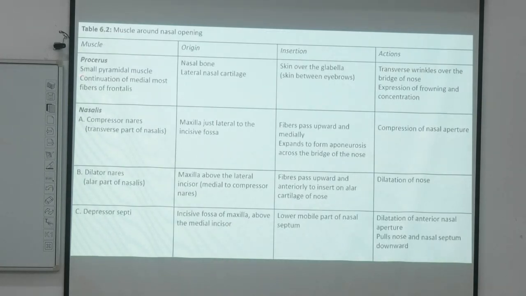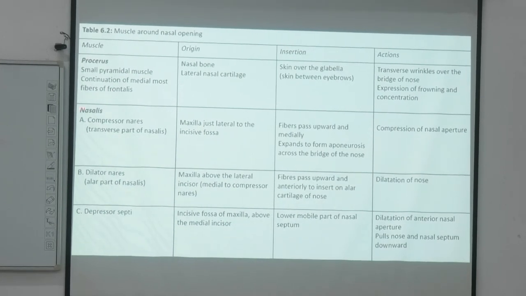Procerus is a small pyramidal muscle containing the medial fibers of the frontalis. What is the action? It forms transverse wrinkles over the bridge of the nose, in the expression of frowning and concentration. During frowning there is formation of transverse wrinkles over the bridge of the nose.